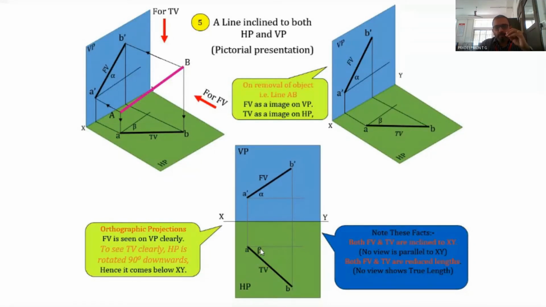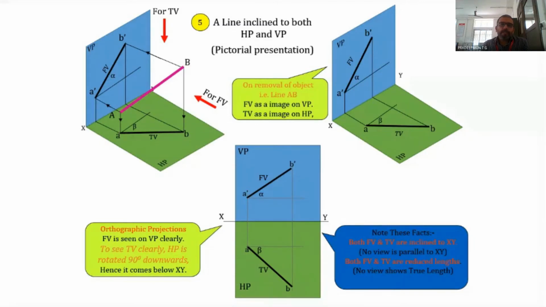So that means it has to be of a reduced length in the top view also. That is, since the line is making an angle with HP, the top view will have a smaller length, or a length which is shorter than the actual length. So that is the case. Both front view as well as top view are of reduced length. That is, no view shows the actual length of the line. So in this case, none of the views shows the actual length.